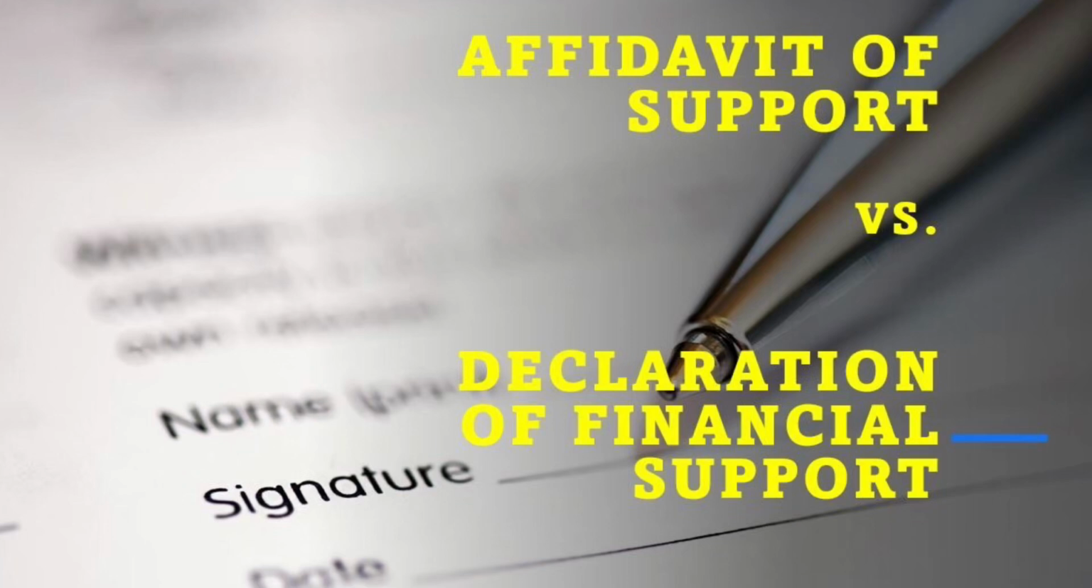Let me provide the difference between Affidavit of Support and Declaration of Support. The Affidavit of Support can be used by immigrant visa applicants, while the Declaration of Financial Support can be used by non-immigrant visa applicants or those applying for a U.S. tourist visa.